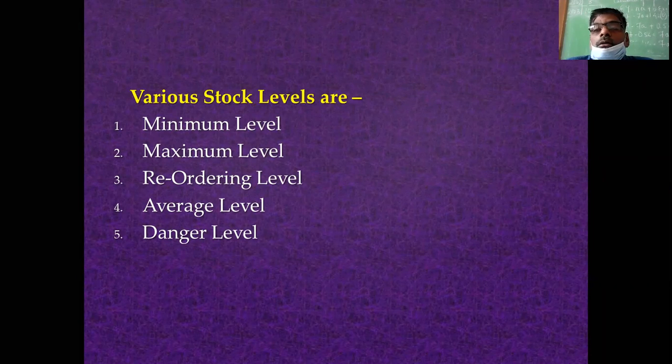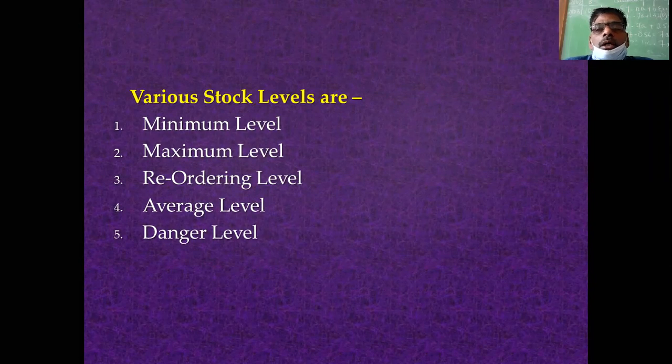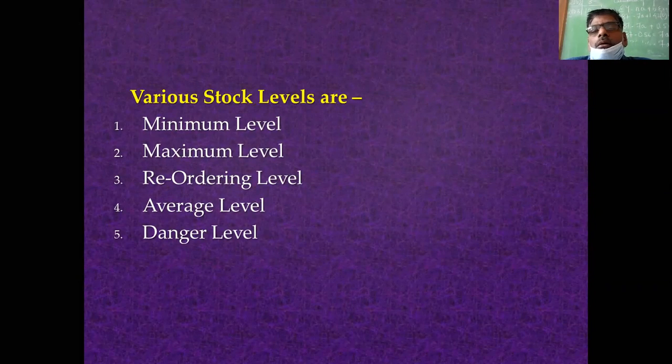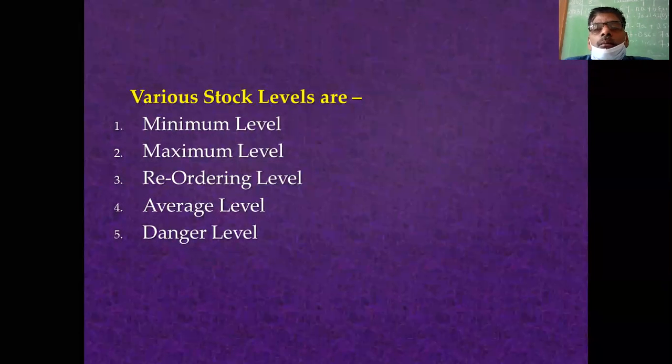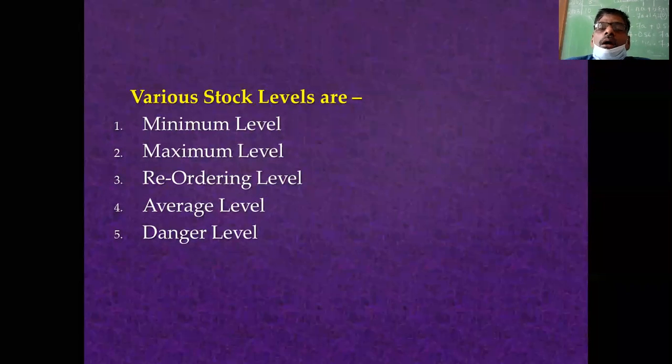What is minimum level of stock? Minimum level of stock means the minimum quantity to be maintained in the godown, in the store. That is called the minimum stock level. What is maximum stock level? What is the area or space available to you? On the basis of that, you have to fix the maximum stock level. It means the maximum quantity of material to be stored in the godown. That is called the maximum stock level.